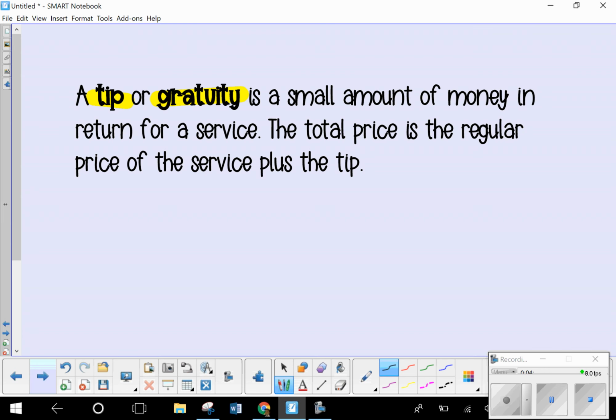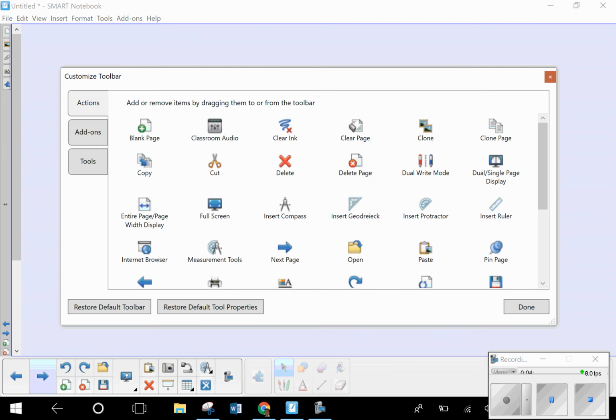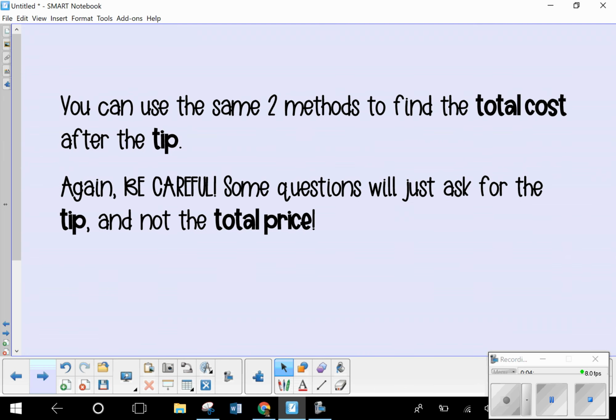A tip or gratuity is a small amount of money in return for a service. The total price is the regular price of the service plus the tip. So you add the tip to the regular price just like you would add the sales tax. You can use the same two methods to find the total cost after the tip. Again, be careful. Some questions will ask for the tip and not the total price.